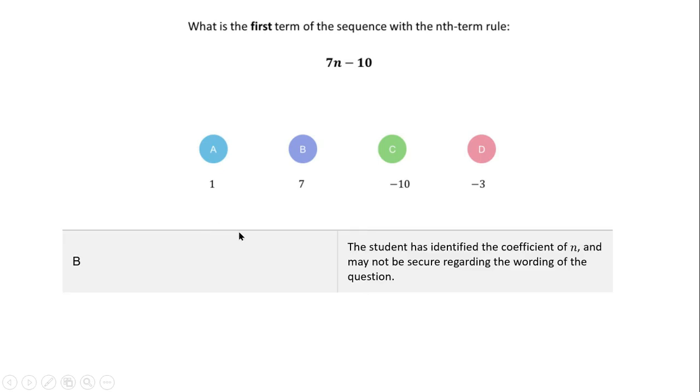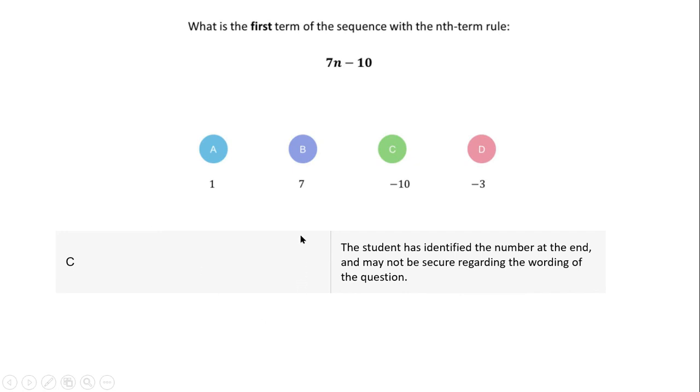If you're looking at B, then you've just written down the coefficient of 7. Okay, so now the coefficient is a number in front. That means that that's what the sequence is going up in. So we know that it's going up in 7s. But that's not necessarily the first term, because from the first term we've got to then take away 10.